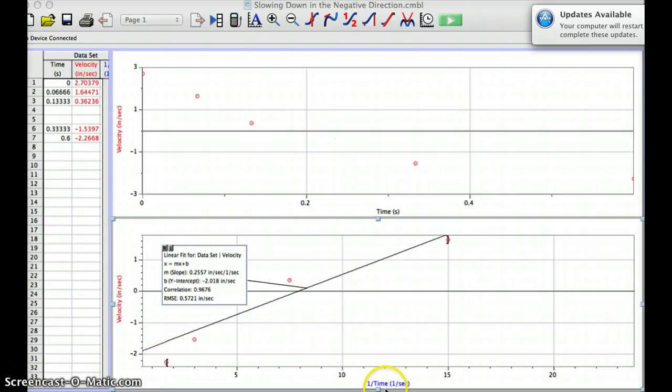So this graph is the car slowing down in the negative direction, and we linearized it by making it 1 over time. And for this, at 0 seconds, the car is at negative 2 inches per second, and the slope is 0.3 inches times second per second, and the equation is 0.3 inches times second per second times t minus 2 inches per second.